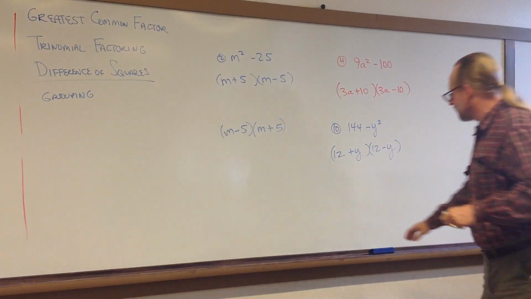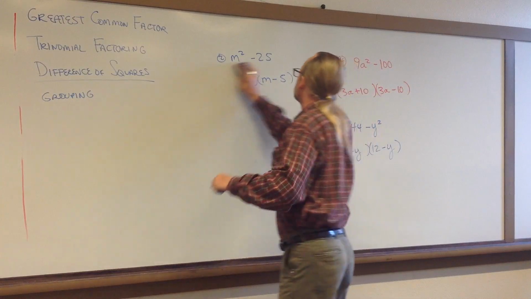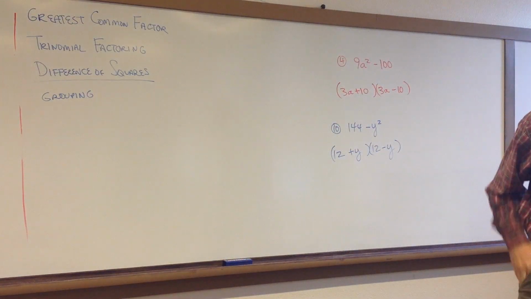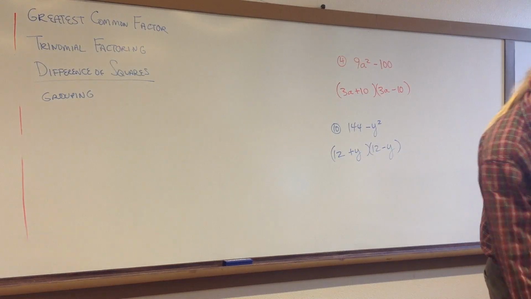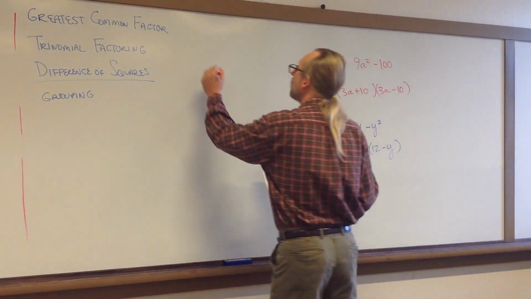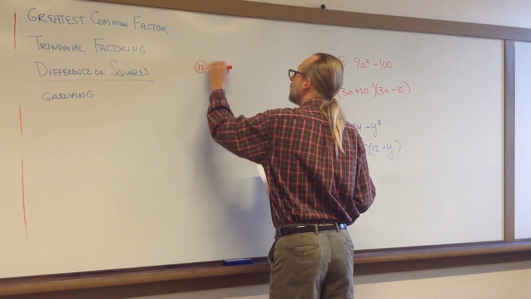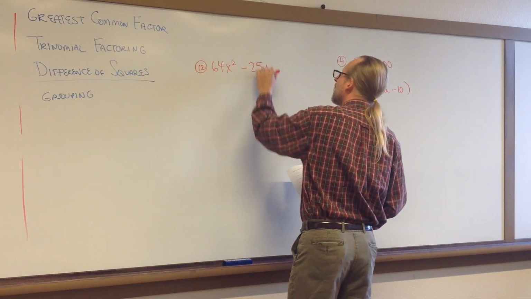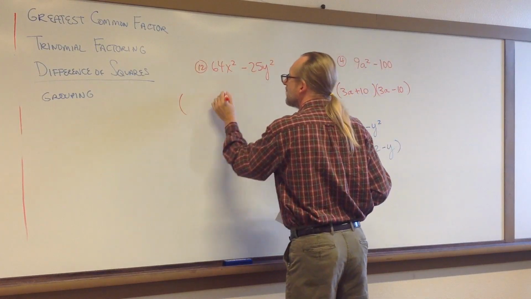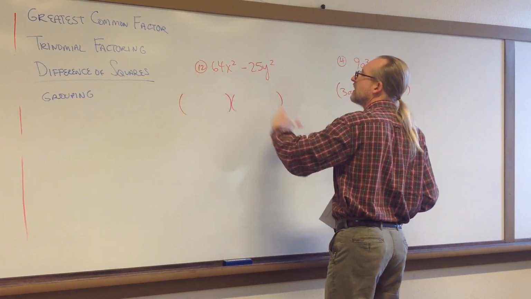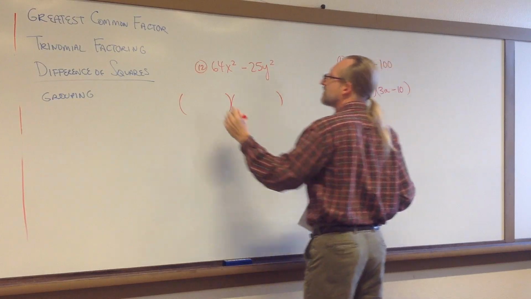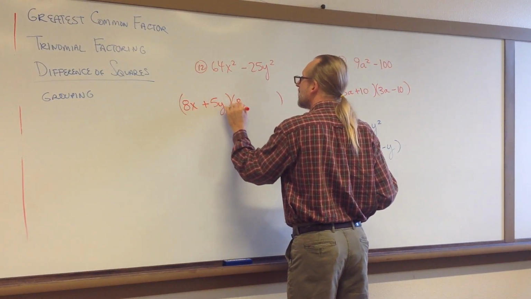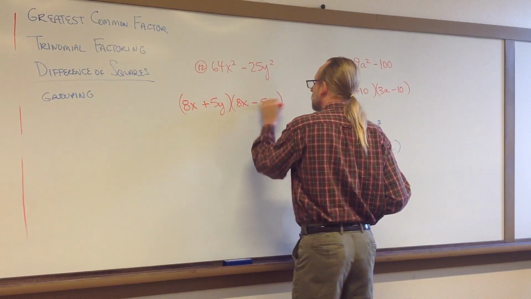Problem 12 is again pretty straightforward. We've got 64x squared minus 25y squared. Again, these are both perfect squares. This will be 8 times 8, and this is 5 times 5. So this will be 8x plus 5y times 8x minus 5y.